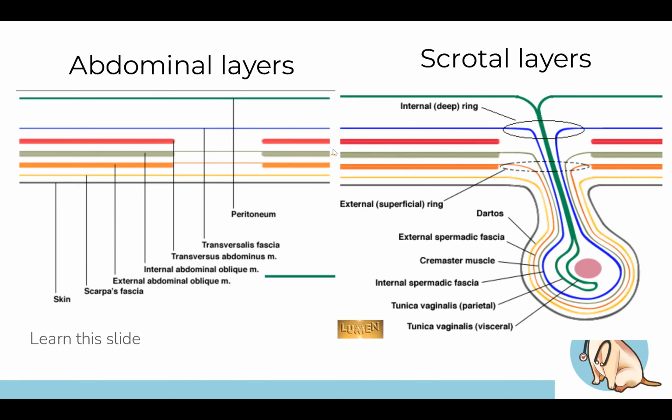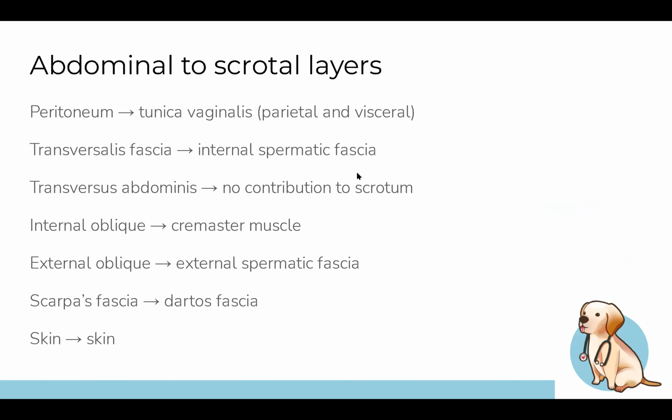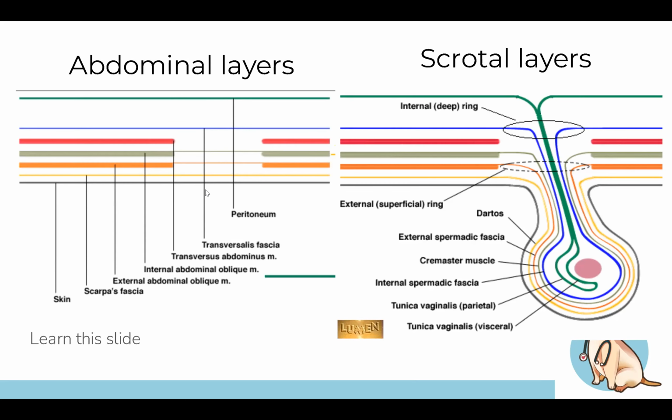It's good to be able to draw this diagram. It's very, very helpful. I have this summary slide. You can see the peritoneum in the scrotum is the tunica vaginalis. The transversalis fascia becomes the internal spermatic fascia. So have a look through in your own time. Take this slide and take this picture. Make sure you understand it and potentially draw it. I think that will really help you. You can see all these different layers. Again, go through it in your own time, but it is very important.